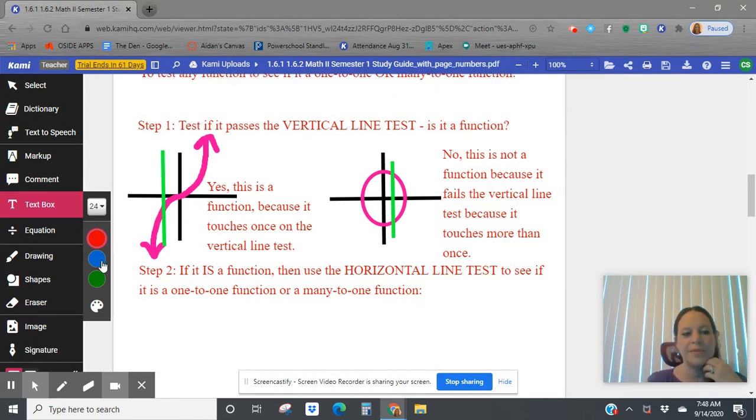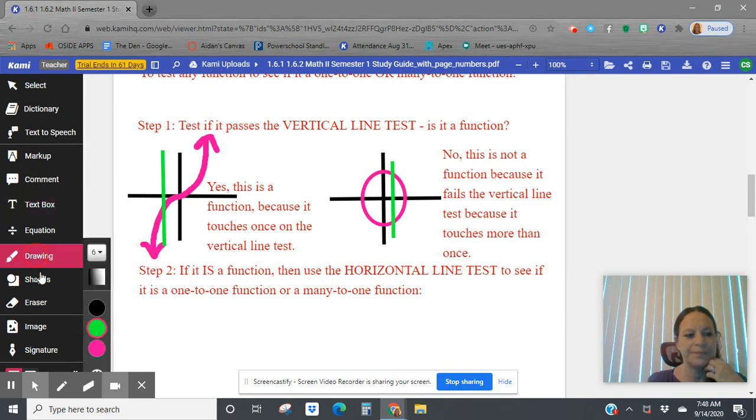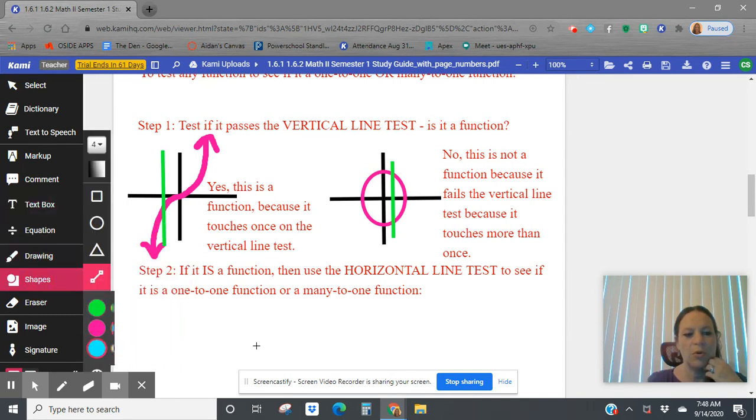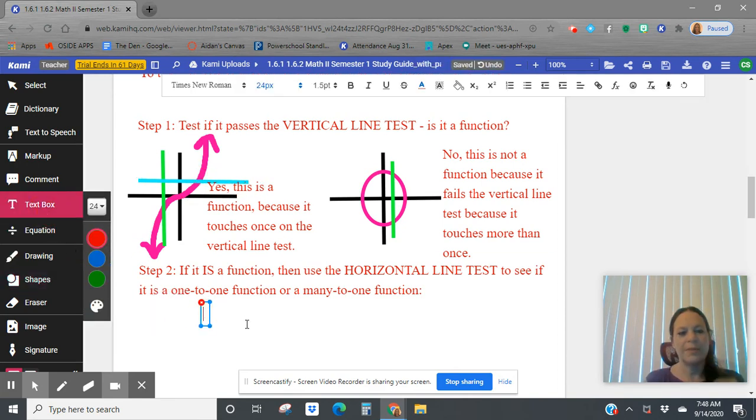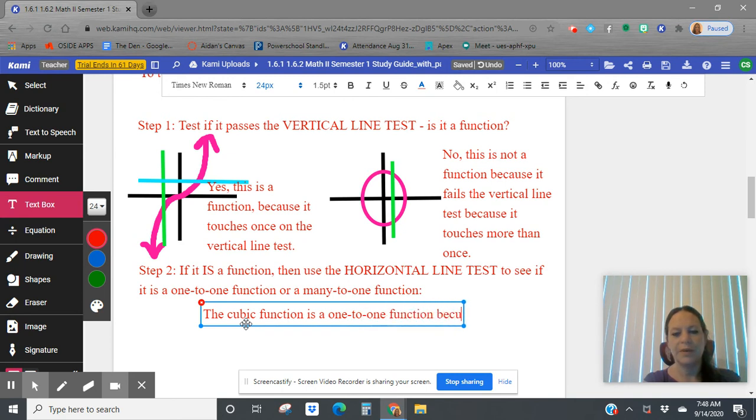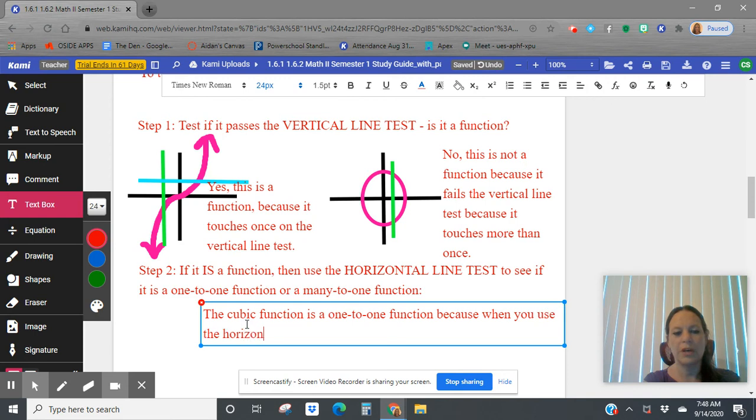So now I'm going to go back up to this cubic, and I'm going to use a blue horizontal line to test this one, and it touches once. So I'm going to say the cubic function is a one-to-one function because when you use the horizontal line test, it only touches once.